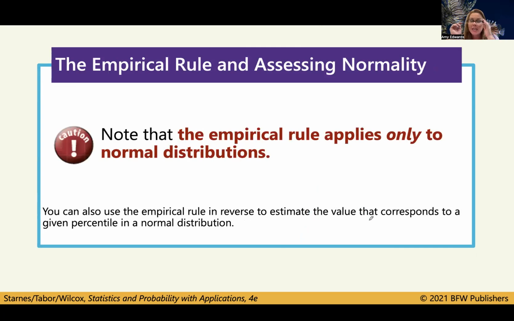Biggest thing to understand, this 68, 95, 99.7 is only for normal distributions. So when you use this, you're going to see in the instructions, this is normally distributed, or this is a normal curve or normal distribution. And that's kind of a clue. Hey, I can use the empirical rule.